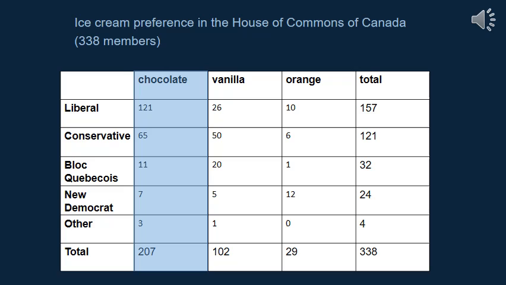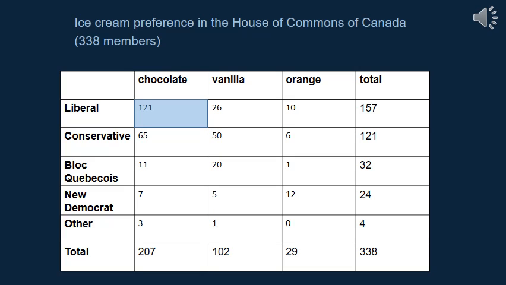Columns here represent ice cream flavors. So, for example, what you see here highlighted in blue is the column for chocolate. So if you read the table, 121 chocolate lovers are liberals, 65 are conservative, 11 are Bloc Québécois, 7 New Democrat, and 3 other, for a total of 207 MPs who have chocolate as their favorite ice cream flavor.